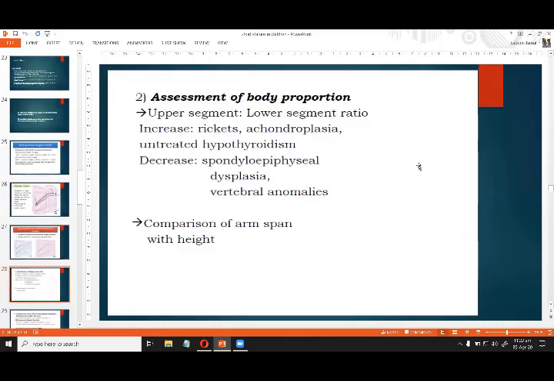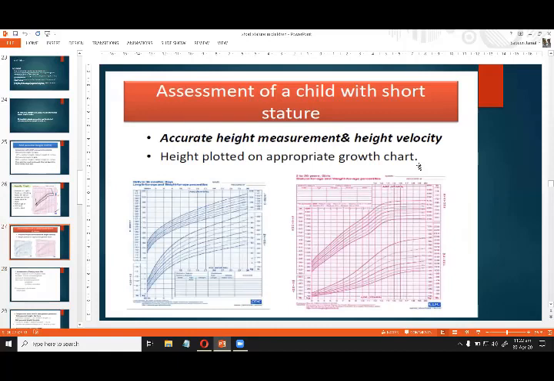After having taken the height of the child and growth velocity, you plot it on appropriate growth charts. These are available in the pediatric wards and the OPDs, according to the age and the gender of the child. As you can see, the plot shows age in years on the x-axis, and on the y-axis you have the height in centimeters and the weight in kgs. You take the height, go along the age, and then plot your measured value.